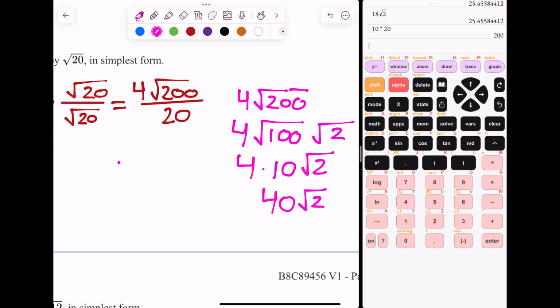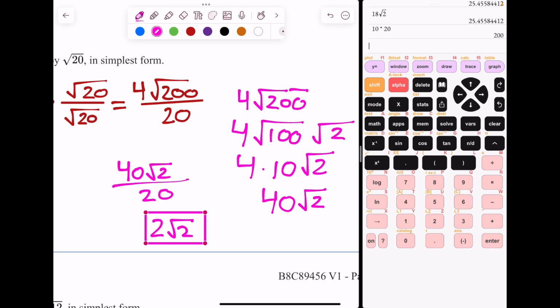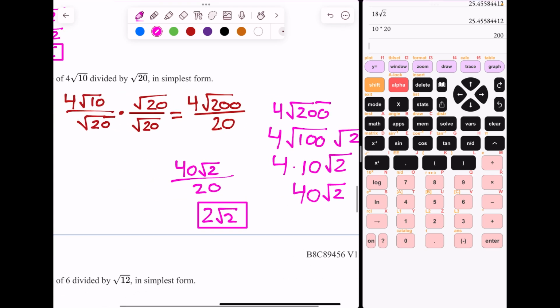So we get 40 square root of 2 divided by 20. 40 divided by 20 is 2, leave square root of 2 alone. And this is our final answer. Something like this scares me, like I'm not 100% sure this is correct. So I'm going to always type in the original problem, as long as I type it in correctly.